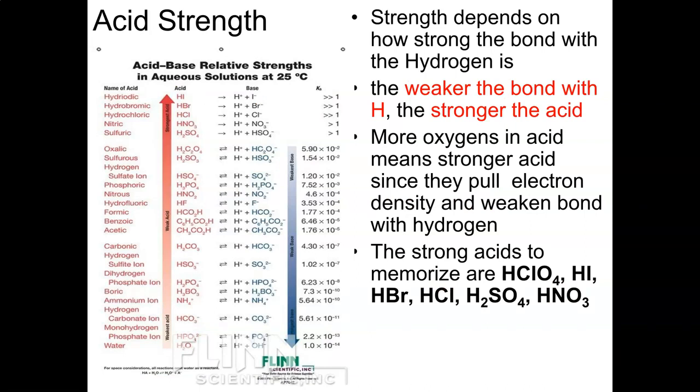All right, here are some different acid strengths. It depends on how strong the bond is with hydrogen. The stronger the bond with hydrogen, the weaker the acid. So strong H bond equals weak acid, because it doesn't want to break apart. If you have a really strong attachment to hydrogen, you're not going to want to dissociate. If you can't dissociate, you're a weak acid. Simple as that. You have to completely dissociate to be considered a strong acid. Vice versa, the weaker the bond, the stronger the acid.